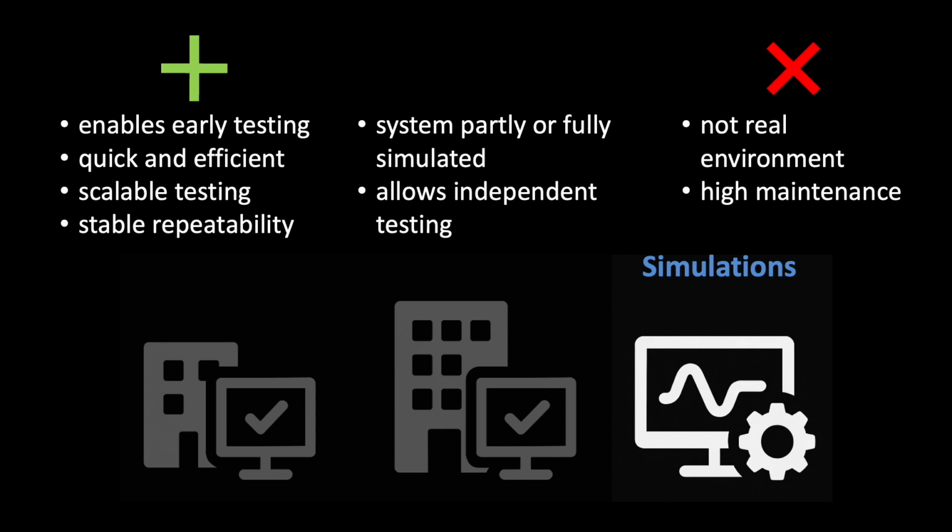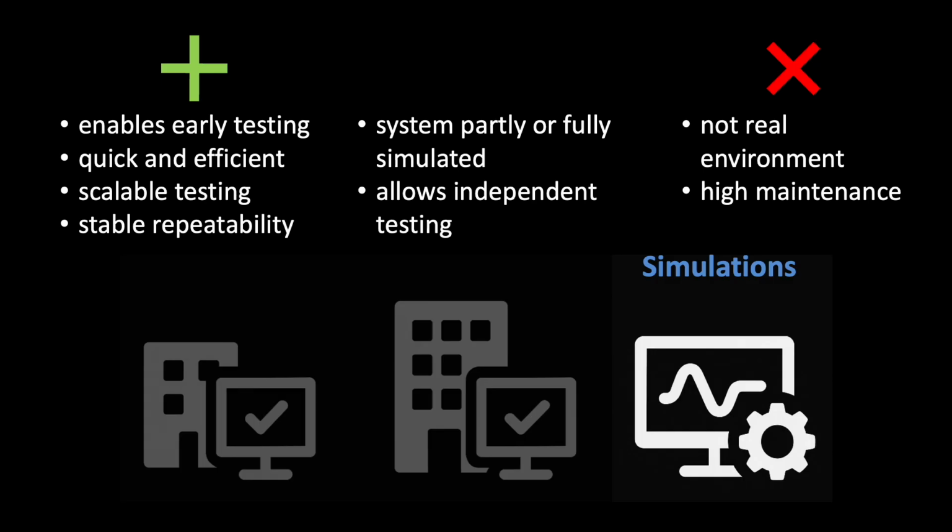And of course also most of the times a combination of those three test infrastructure types are used to combine the advantages and to diminish the disadvantages. So simulations are used to simulate either the whole system or parts of them, which then allows independent and early testing.